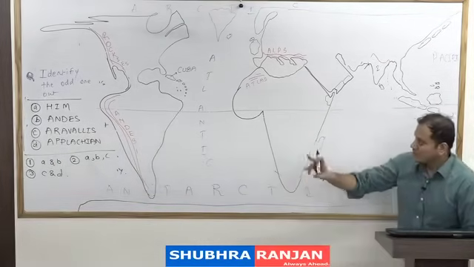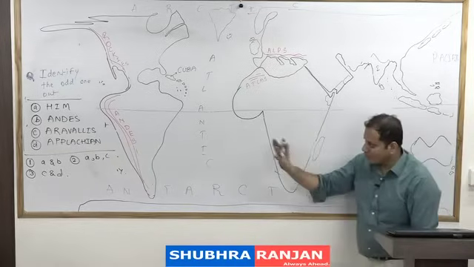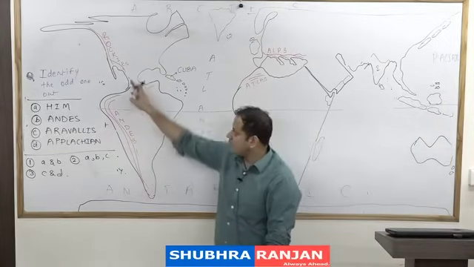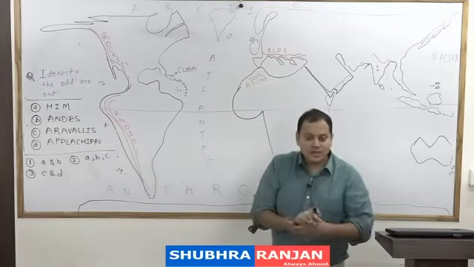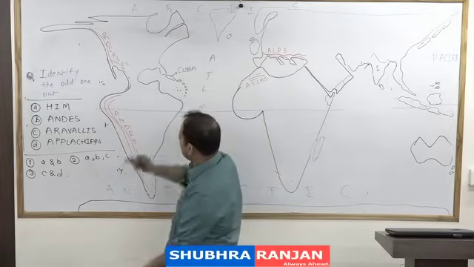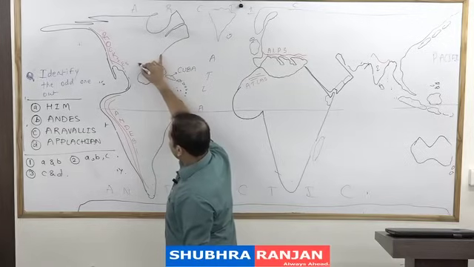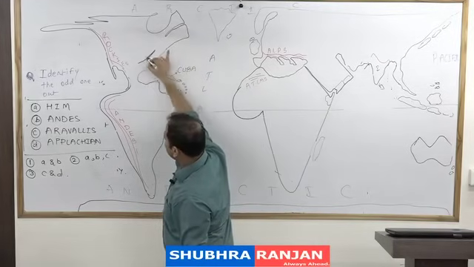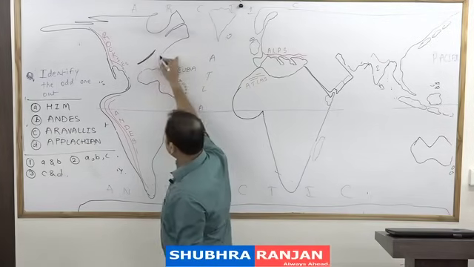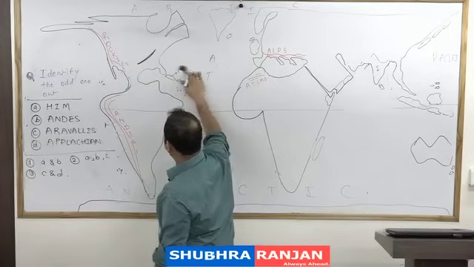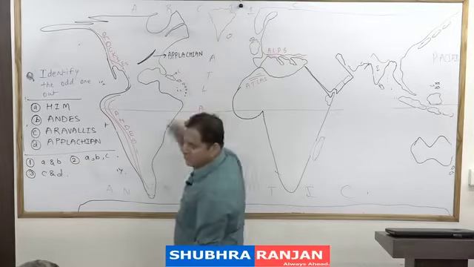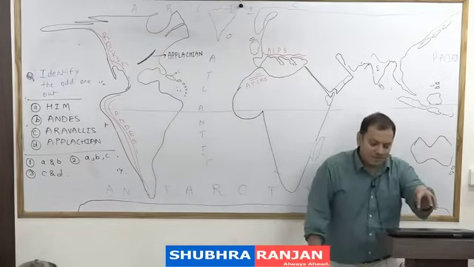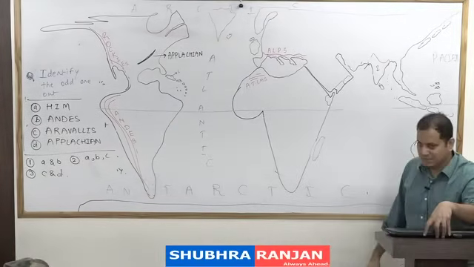So why? Because we have not done it. They are not young fold mountains, Aravallis and Appalachians. Young fold mountains are Rockies, Andes, etc. So where is this Appalachian? The other mountain which is here, this is what is in USA, is known as the Appalachian mountains. Just know the location, because we will require it many times.